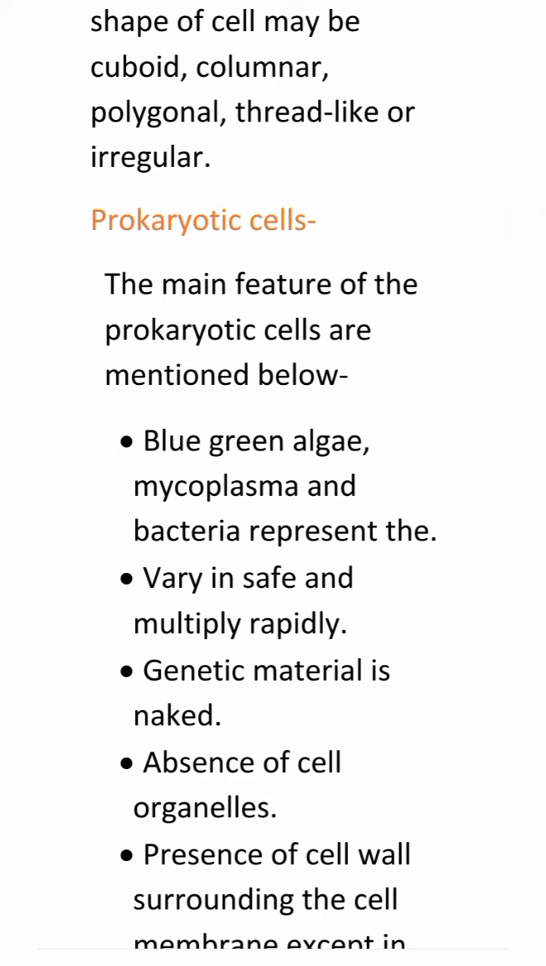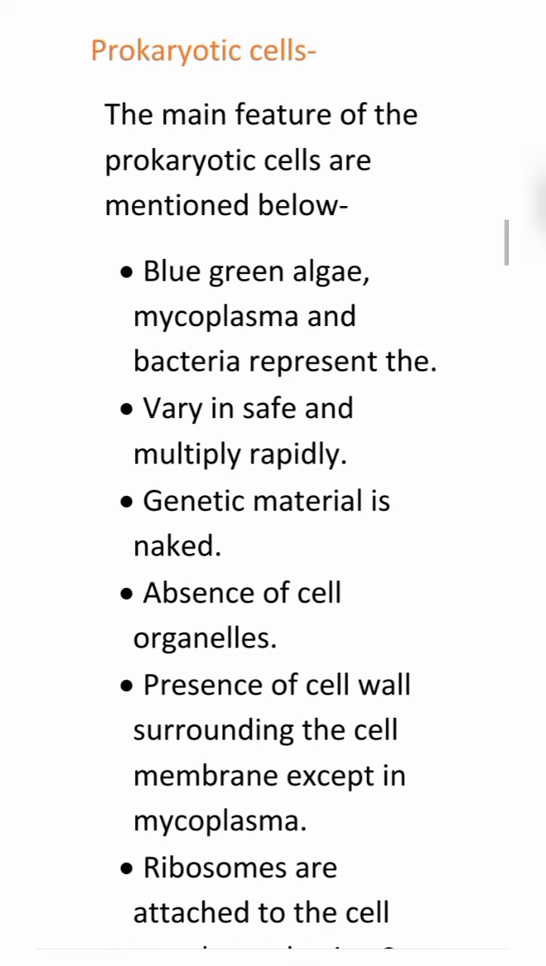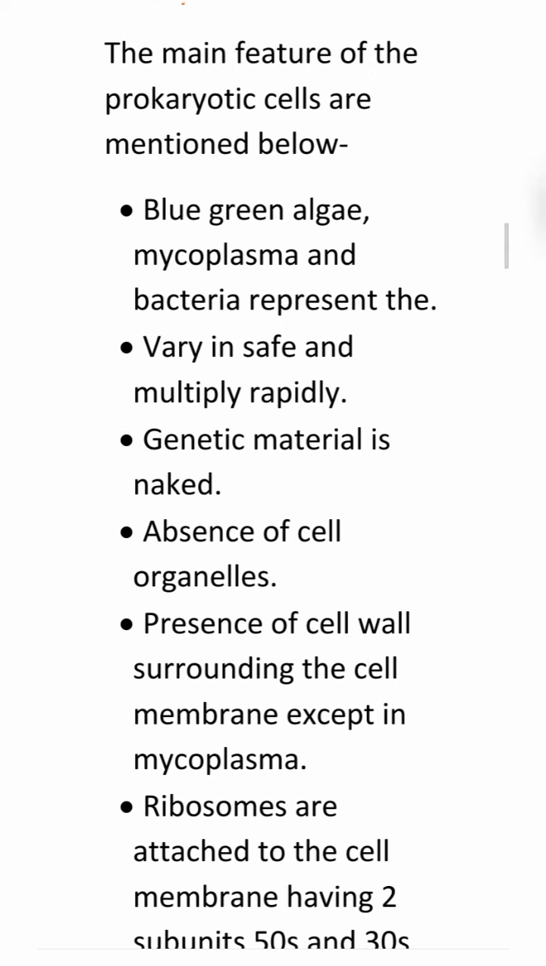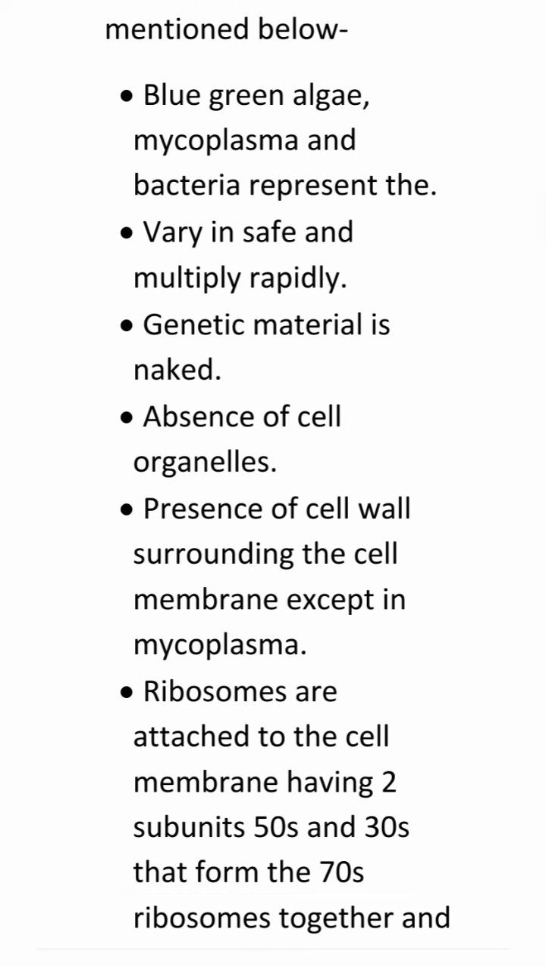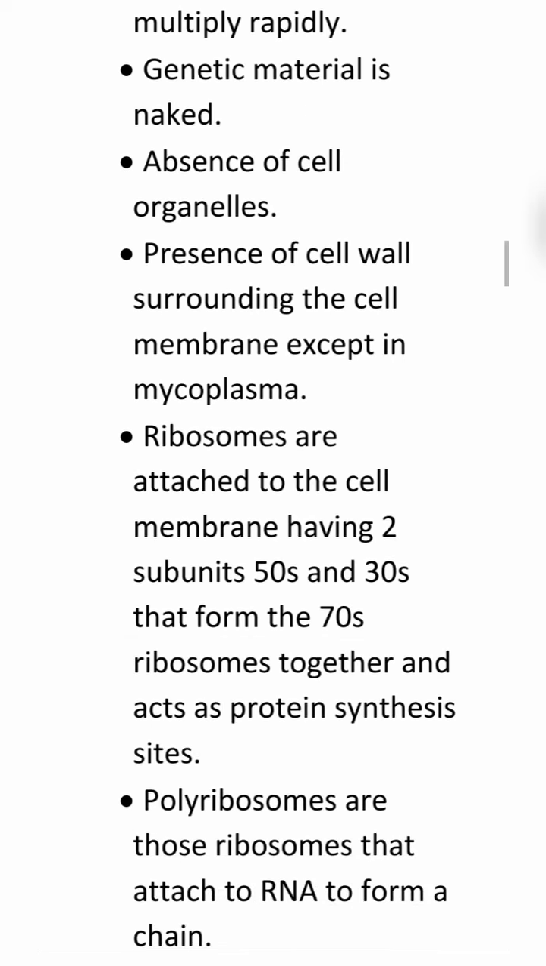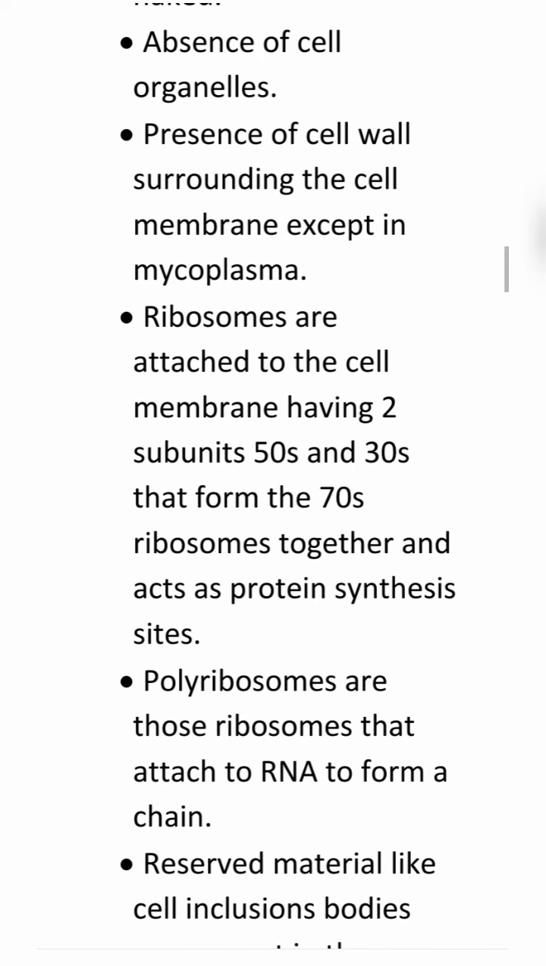Then let us know more about the prokaryotic cell. The main features of the prokaryotic cells are mentioned below. It is present in blue-green algae, mycoplasma, and bacteria. It varies in shape and multiplies rapidly. Genetic material is naked in the prokaryotic cell, and there is absence of cell organelles, presence of a cell wall surrounded by a cell membrane.